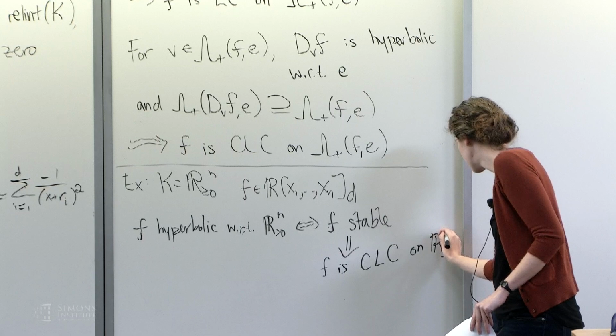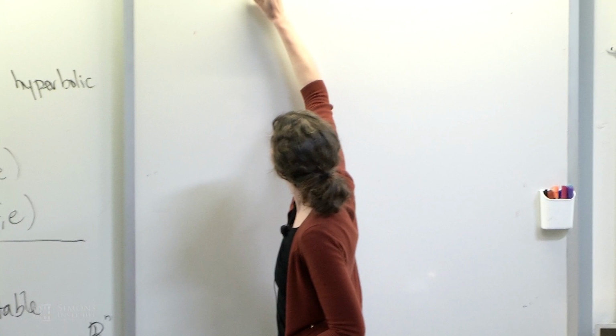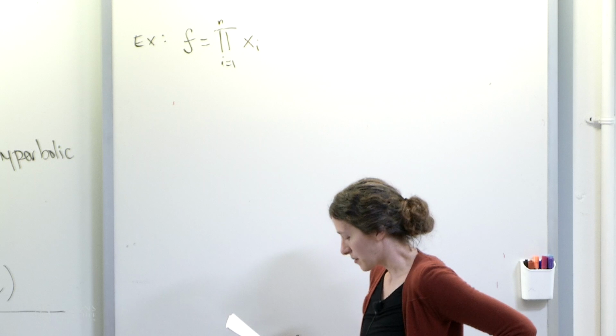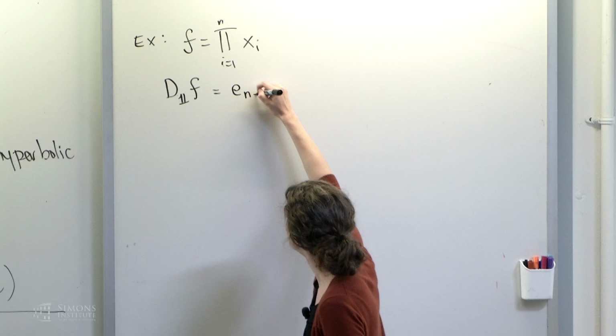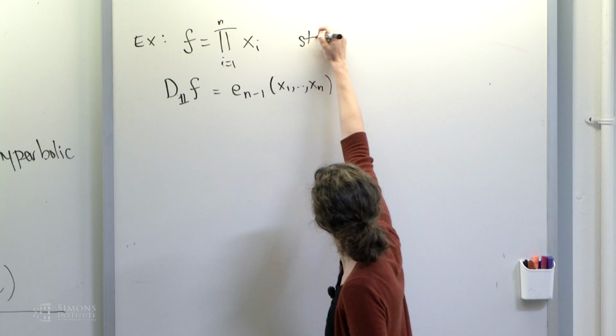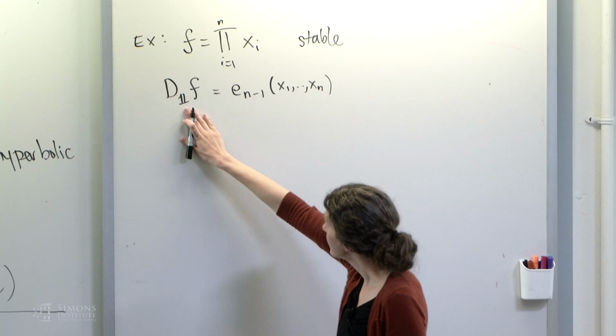Just for a very explicit example of this happening, if we take f to be the product of just the variables, it's a beautiful stable polynomial. And by taking, for example, directional derivatives with respect to the all ones vector, we start getting elementary symmetric polynomials. This is stable, hyperbolic with respect to the positive orthant, that's an easy proof for you to do. And if I start taking directional derivatives, I get elementary symmetric polynomials.